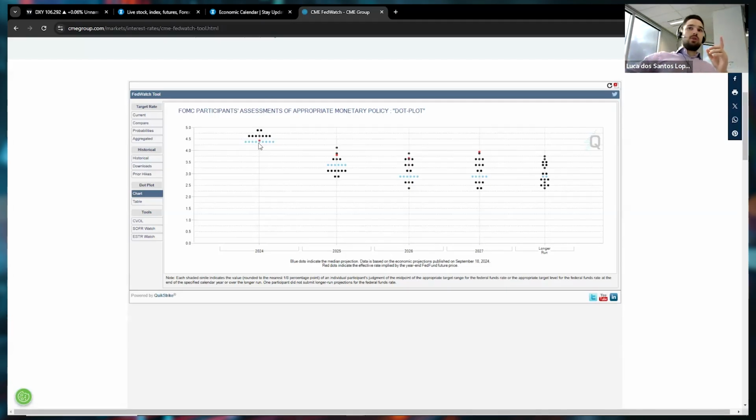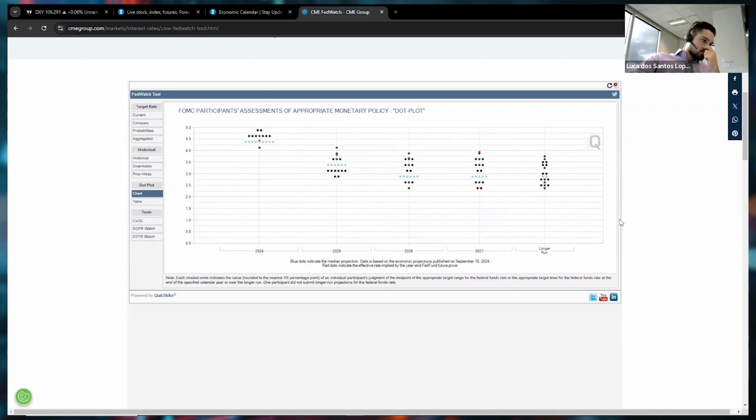So if we look here, what are they thinking for 2024, right? This is the whole year of 2024. They're around an appropriate level of 4.5%. For next year, 2025, they're looking around 100 basis points cut, going to 3.5%, right? And this is where things are going to start to shrink a little bit more on the US dollar. Then in 2026, we're going to get to, well, below 3. And then in 2027, in the longer run, we're going to get down to 2.5.